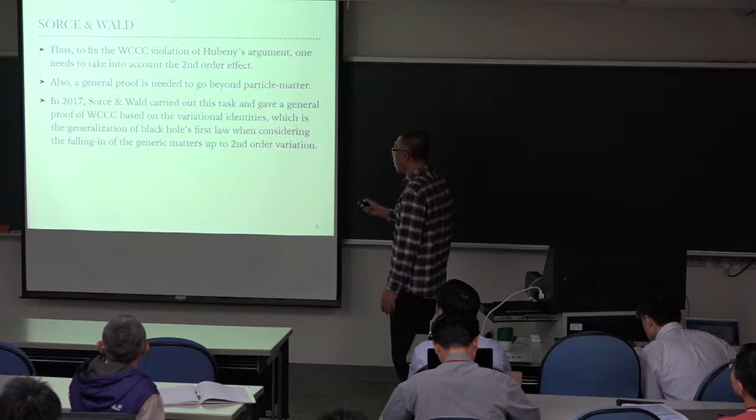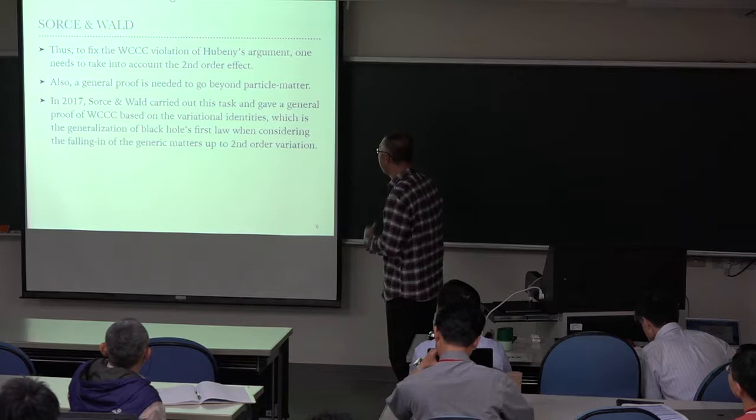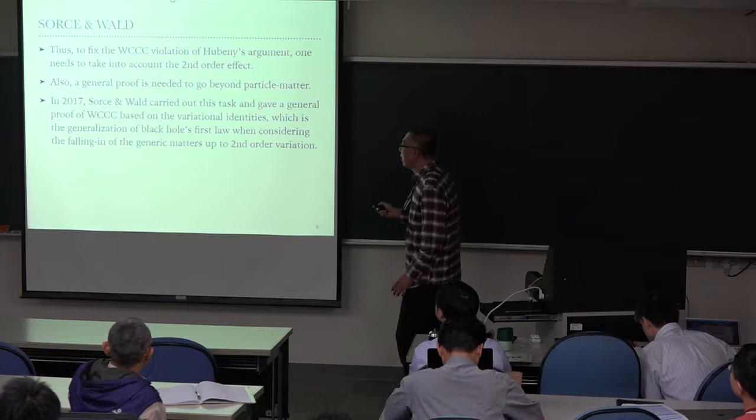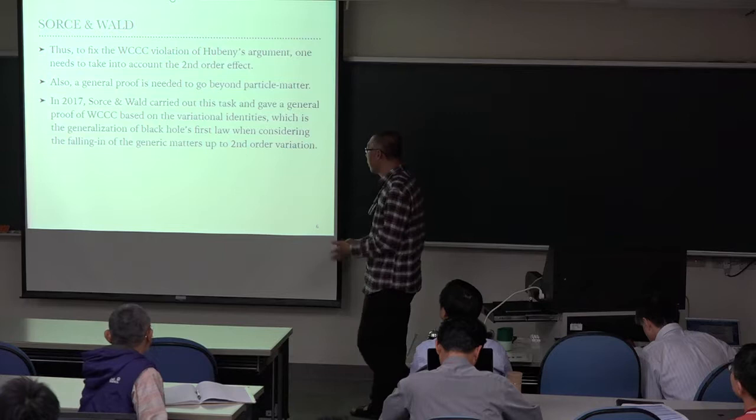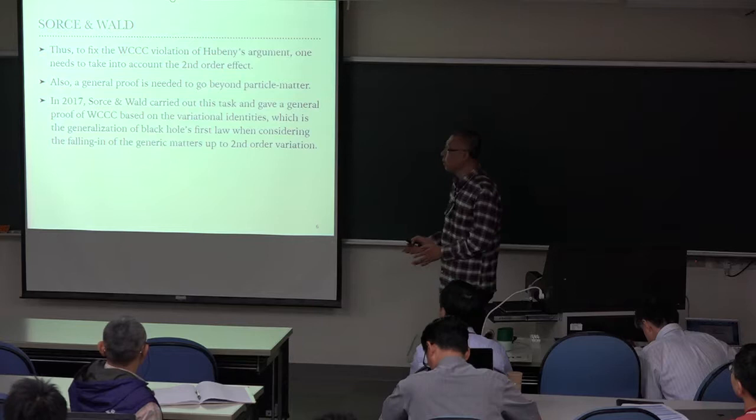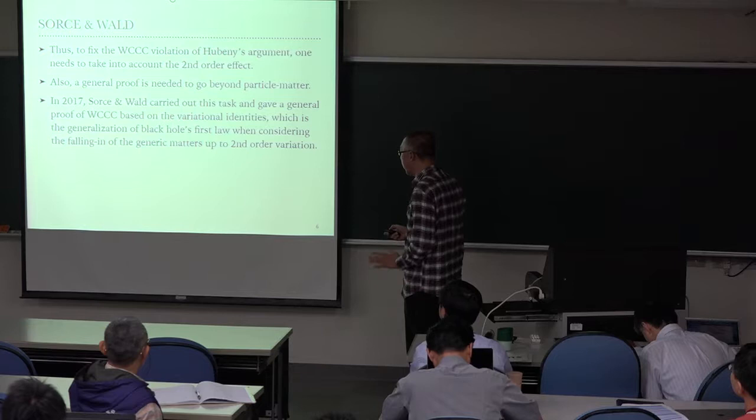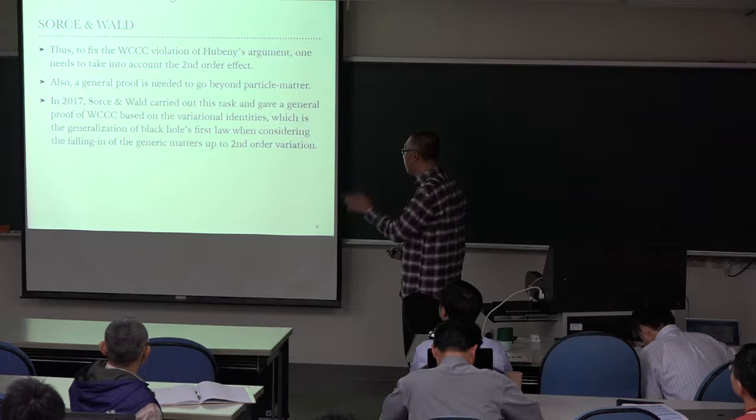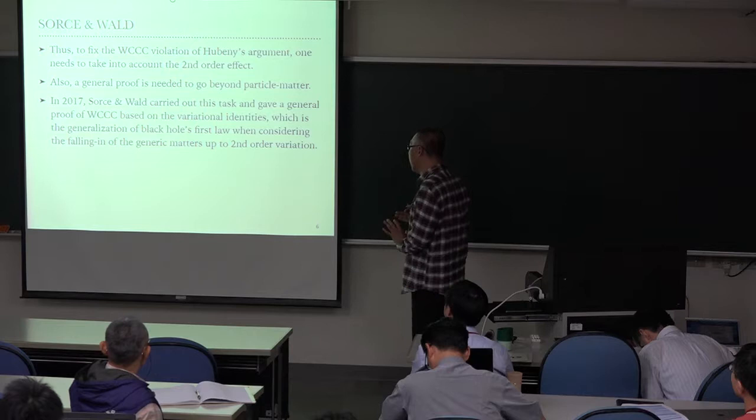So in 2017, Sorce and Wald, after Wald first studied this problem around 1974, almost 40 years later formulated with his student a complete proof to say that we actually will not violate the cosmic censorship, at least for Einstein-Maxwell gravity. Okay. So what they did is simply that you should be careful when you consider this Gedanken experiment by throwing matter into the black hole. You need to take it up to the second order variation of your energy conservation in order to check if this is true or not.